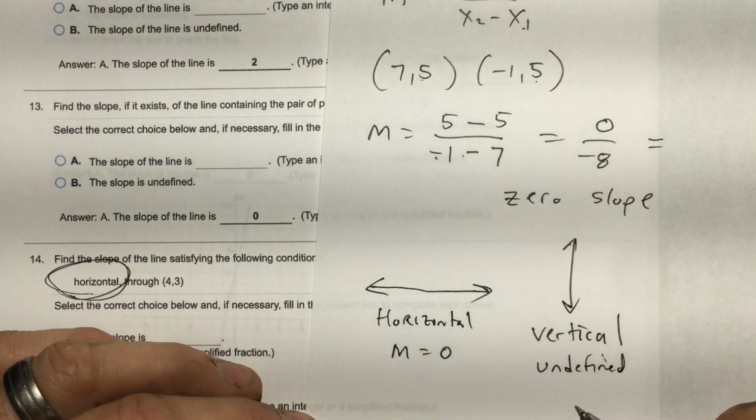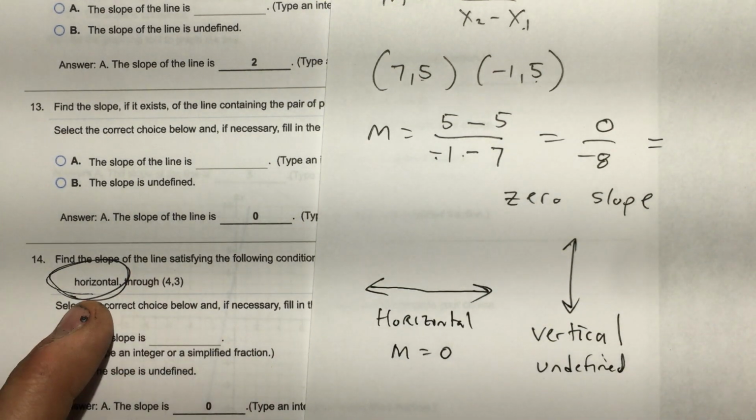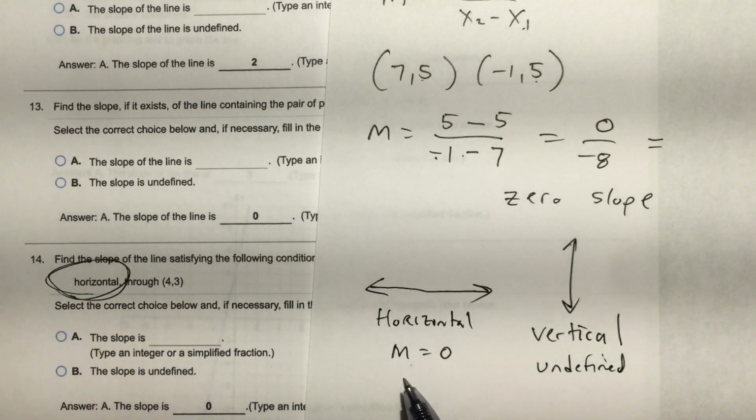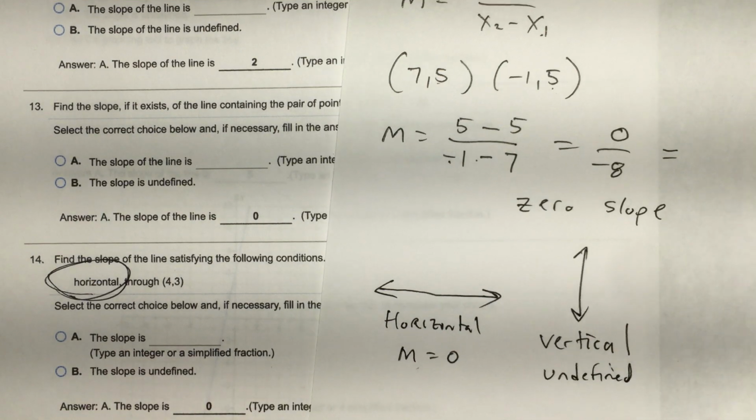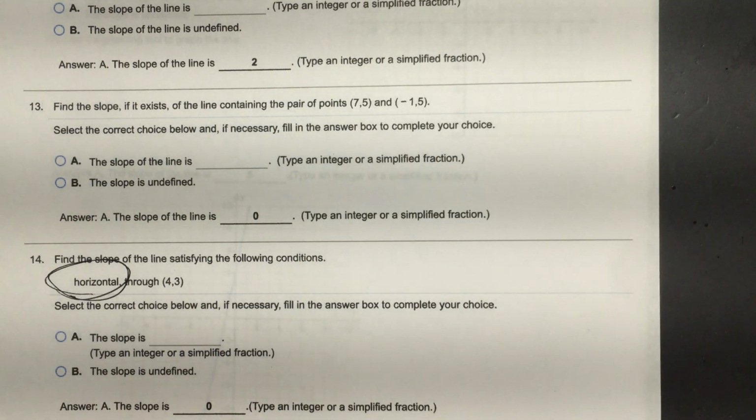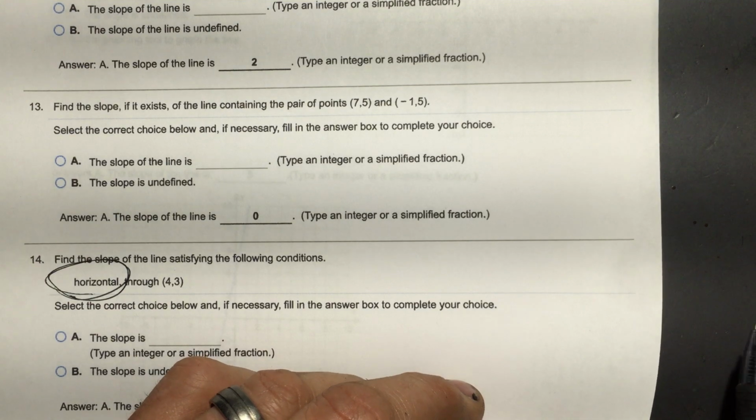All right, well, since it's horizontal, that means it has 0 slope, so the slope is 0. Okay, so that's all we got to do there. Horizontal, it's a 0 slope. If it's vertical, it's undefined slope.